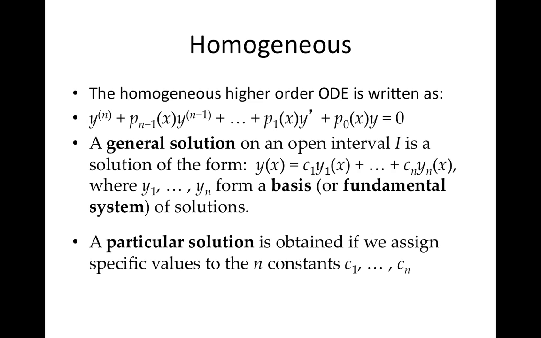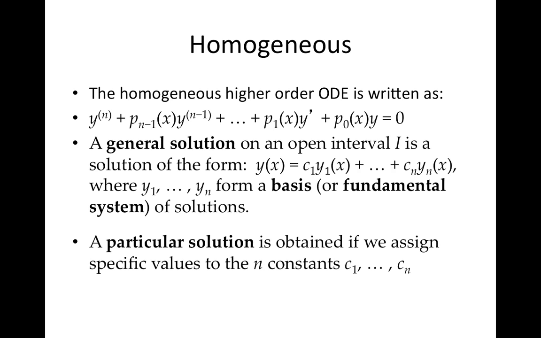And so once again, for the homogeneous differential equation, a general solution on some interval is a solution of the form of a sum of different independent functions multiplied by some constant. And these functions y1 to yn form what we call a basis or a fundamental system of solutions. So if you have a fourth order differential equation, you'll have as many as 4 linearly independent solutions, y1 through y4. Those are a basis set, and the general solution is some linear superposition of those 4 functions.